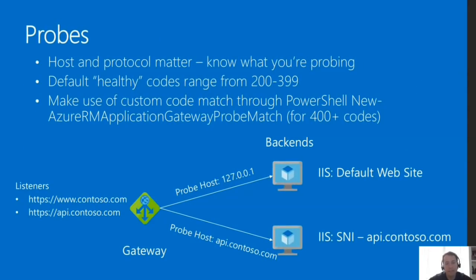Part two, probes. Probes are confusing for everybody. You really have to know what you're probing against. I work with a lot of infrastructure engineers who don't log on to the box and figure out, hey, how is this thing being hosted? Is it on a default website? Will it respond to just the IP address getting put in? In a scenario where you're just putting the IP address in and you expect a response back from a box, then you can use a probe host of 127.0.0.1, basically the home address, right? If it will respond on an IP, that works.